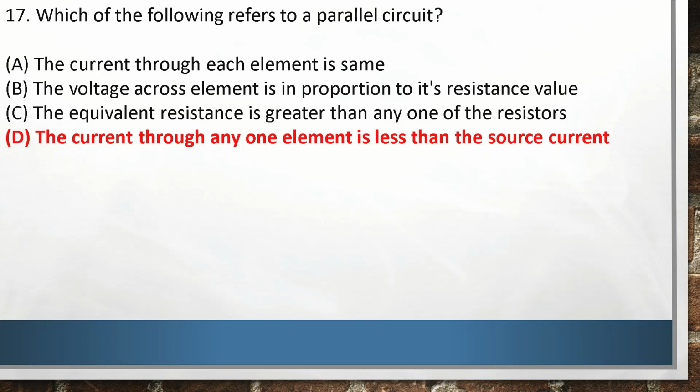Moving towards 17, which of the following refers to the parallel circuit? And the options are A, the current through each element is same, B, the current across element is in proportion to its resistance value, C, the equivalent resistance is greater than any one of the resistances, D, the current through any one element is less than the source current. And the answer is D, the current through any one element is less than the source current.